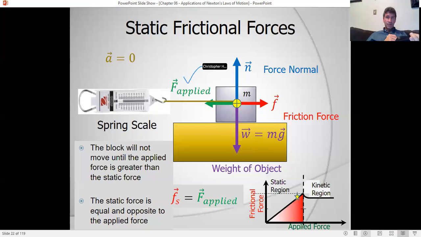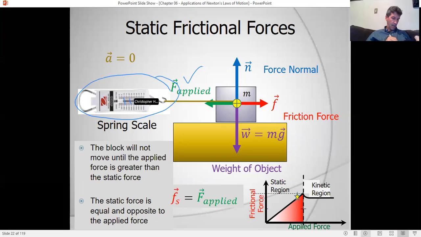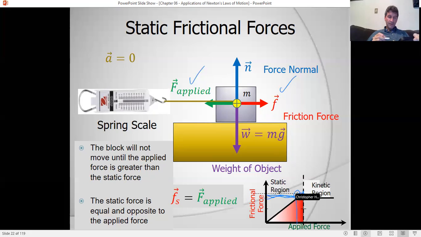We have an applied force, which is trying to get this thing to move. In this case, I've put a spring scale connected to this block, and that allows me to read how much force I have on that block. As long as the applied force is less than the maximum static friction, this block isn't going to move. So maybe I'm right here where that star is. My applied force is this much. My frictional force is right there, more than enough to oppose it. That block's not going to move, okay? Whatever I apply, static friction is going to act against that.